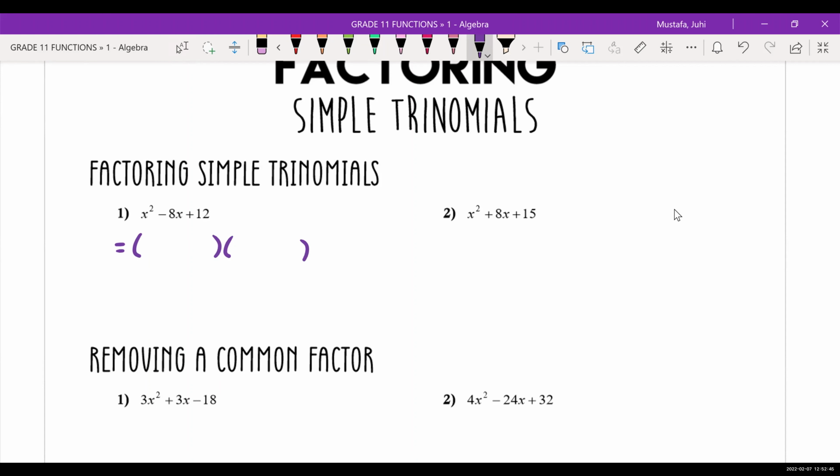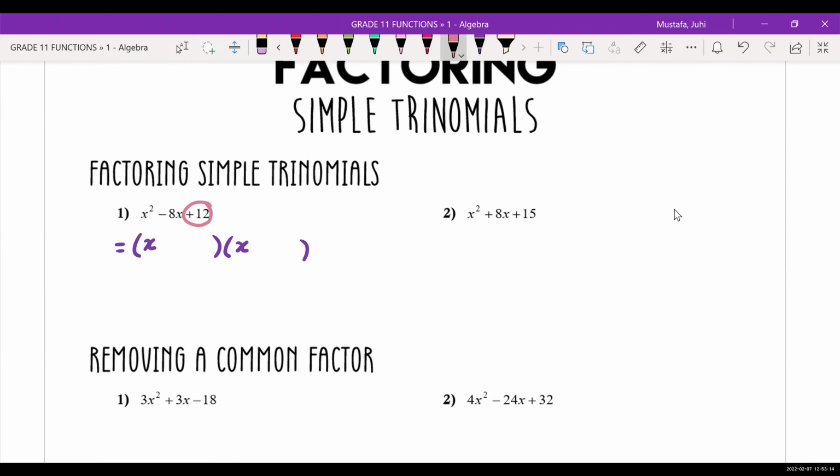So here is my strategy. I look at the first term and I ask myself, what 2 numbers or variables have to multiply to give me x squared? And there's only one answer for that. It has to be an x and an x. I then look at the last term, which is a 12, and I think of all of the factors of 12. What are factors? The numbers that multiply to give me a 12.